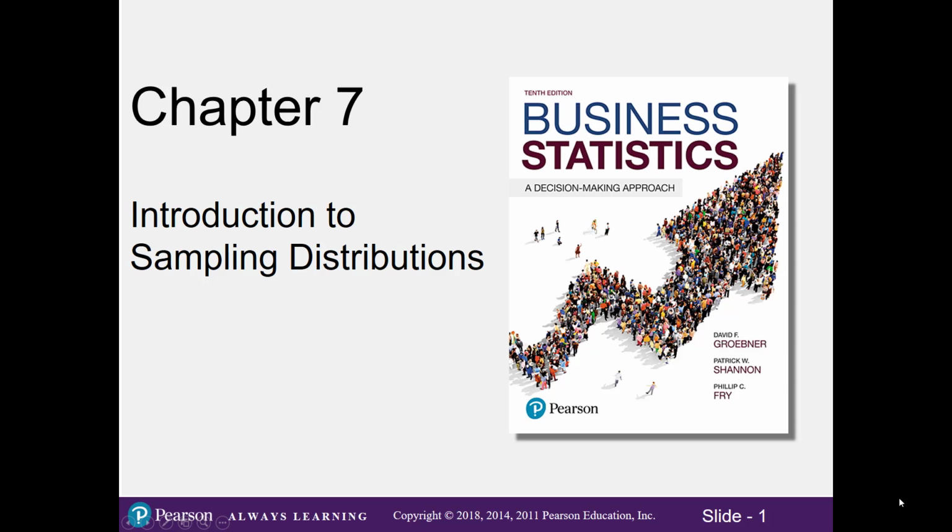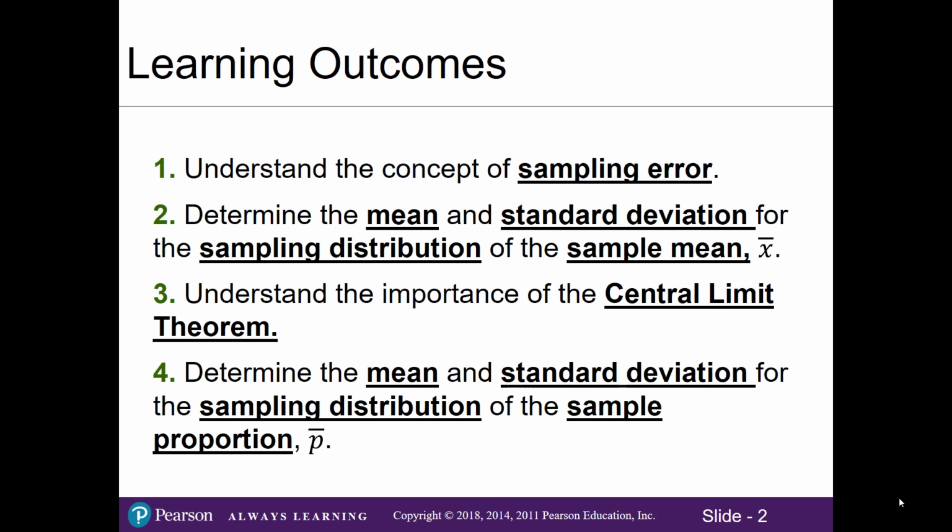Chapter 7, Introduction to Sampling Distributions. In this video, we'll learn how to calculate the mean and standard deviation for the sampling distribution of a particular sample mean. We'll also talk about the importance of the central limit theorem. So hopefully you've already watched the bunnies and dragons video in our Chapter 7 resources before continuing on with this one.